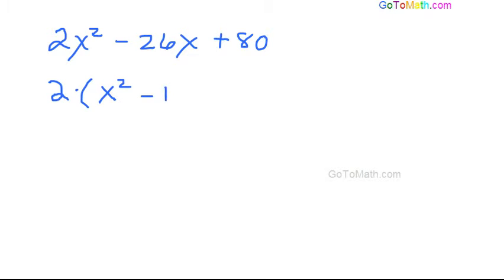Right, so this would be 13x and then plus 40. So if you were to distribute this 2 back across, we should get 2x squared, right? Negative 26x, and then 2 times 40 is 80. Now this is what we're going to want to factor, and this is what I should have done in the last problem. And when I was making these problems up, I think that's what I intended to do.